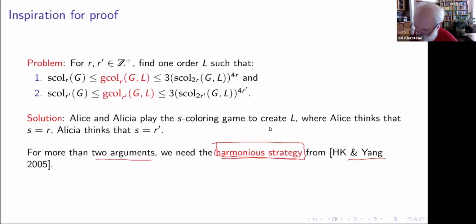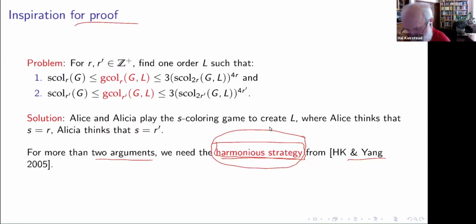But Ching found this strategy, and it was just what Jan and I needed for the proof that we're doing here. So I guess my time's up right now, and I'll say thank you for listening. And yeah, my main point here is that game coloring number is useful.